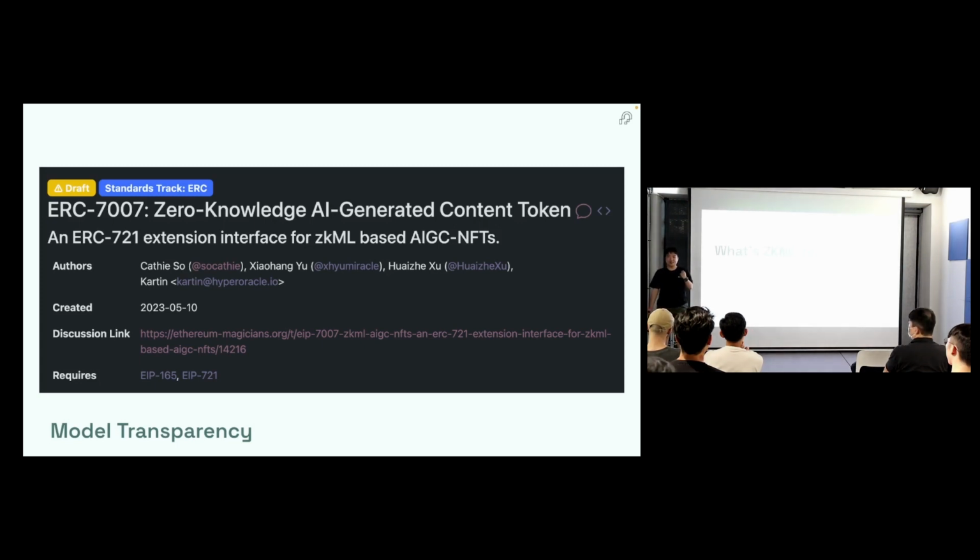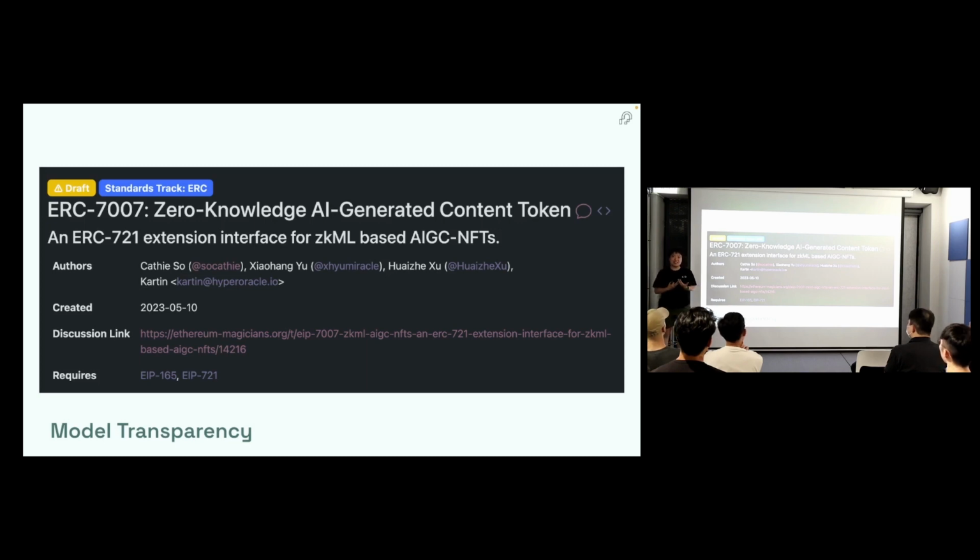So privacy is out of the window for now. Well, then what else is ZKML for? Then people would be like, it's for transparency. Okay, transparency of what? Transparency of model.